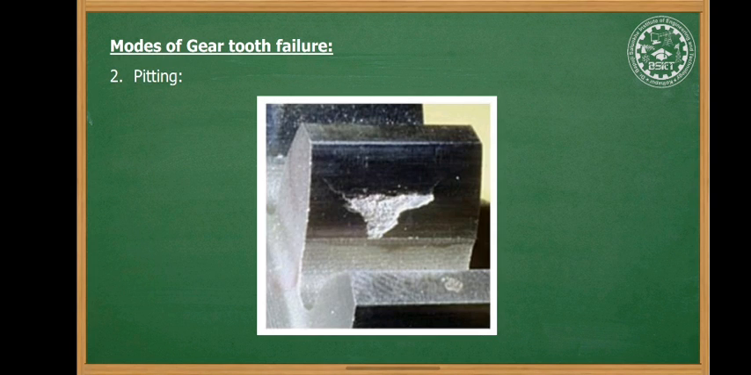Second is pitting. Pitting is a surface fatigue failure. Here you can see the pitting failure. It is the surface fatigue failure due to repetitive contact stresses. Pitting starts when the total load acting on the gear tooth exceeds the wear strength of the gear. In order to avoid pitting, the dynamic load between the gear teeth should be less than the wear strength of the gear.